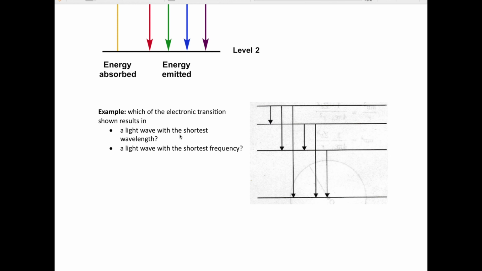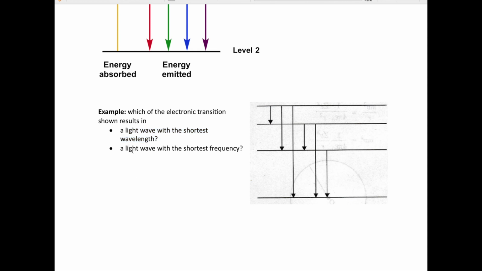And so here's a question on that concept, just to kind of think through it a little bit. It's asking you which of the electronic transitions shown results in a light wave with the shortest wavelength. So then what you want to think about is short wavelength corresponds to high frequency. High frequency corresponds to high energy. Okay, so going back to the discussion we had earlier about Planck's equation. So we want a light wave that has the shortest wavelength. We're looking for a transition that gives me the highest amount of energy, okay? So the highest amount of energy would be the one that goes through the largest gap in the transition. So that must be this one right here, okay? Because that one has the largest gap, right? Everything else is less than that distance.